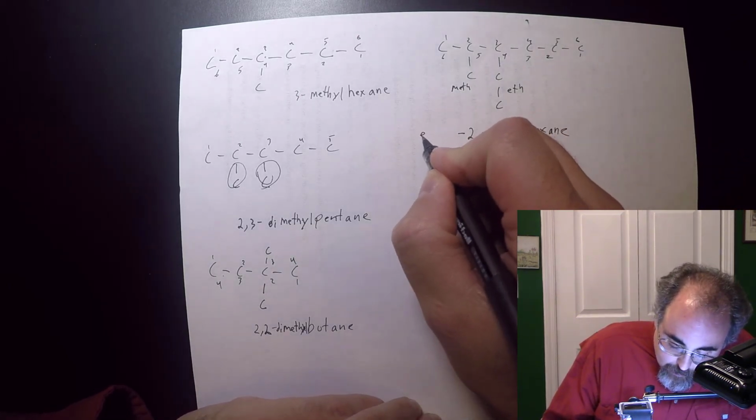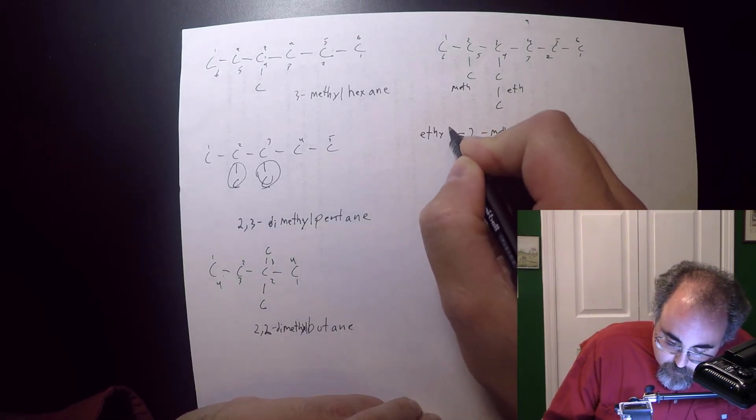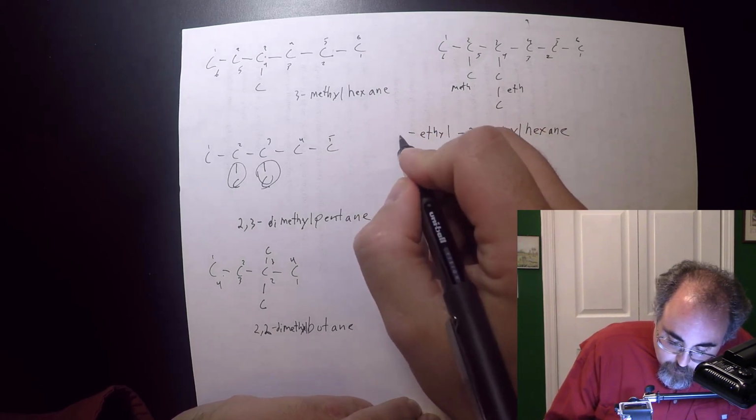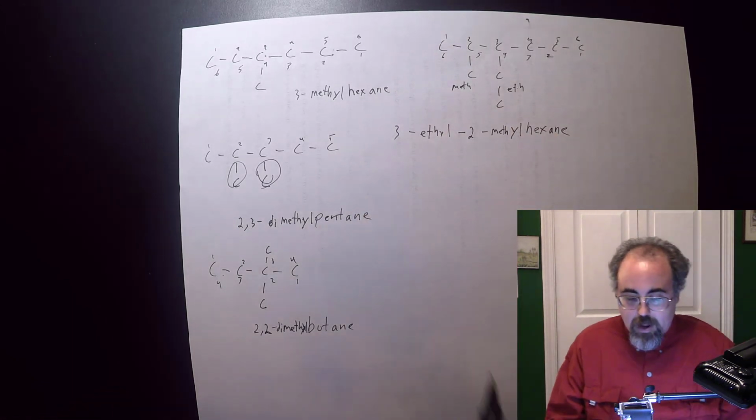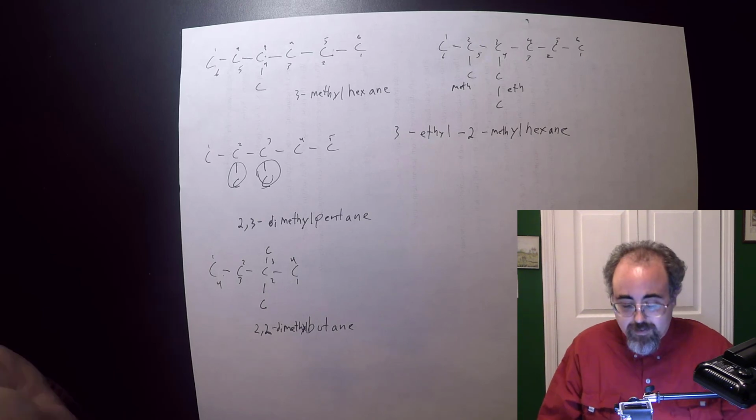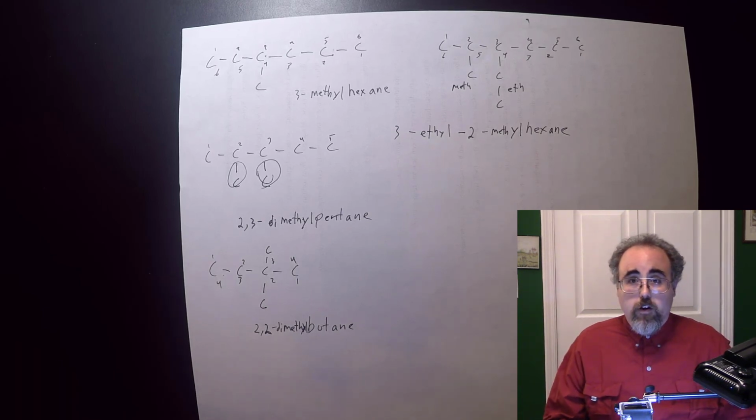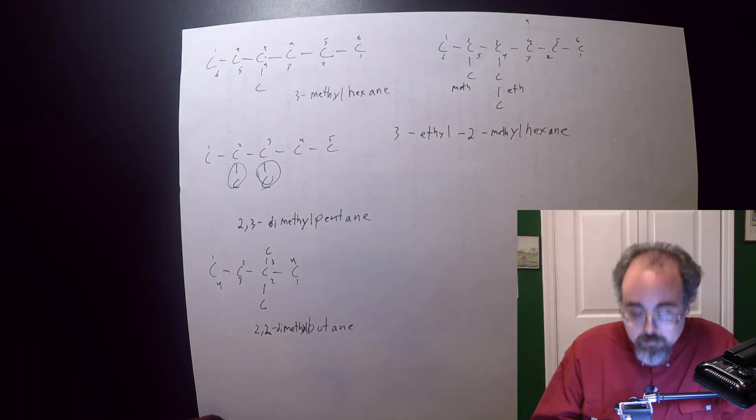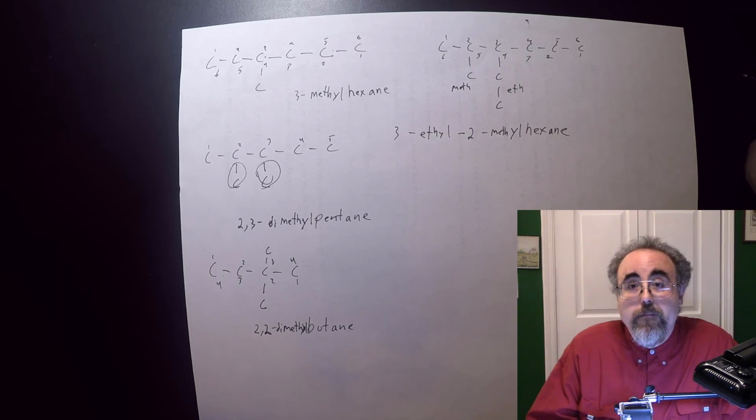Then I would have the ethyl. And then before that, I would have its location, the 3. And there's no spaces, that's just a little bit of extra space I've left. You don't actually put a space character there. They're just all crunched right up together. Okay, so there's the name for this guy.